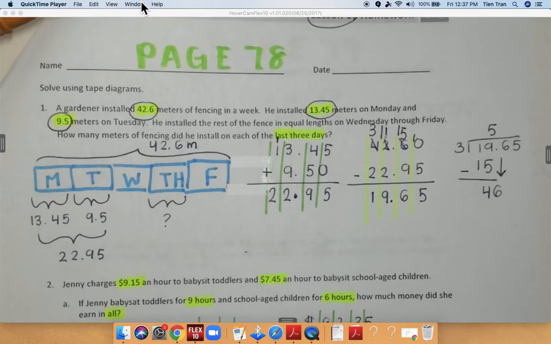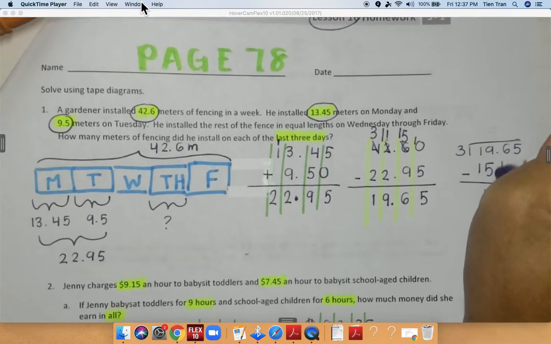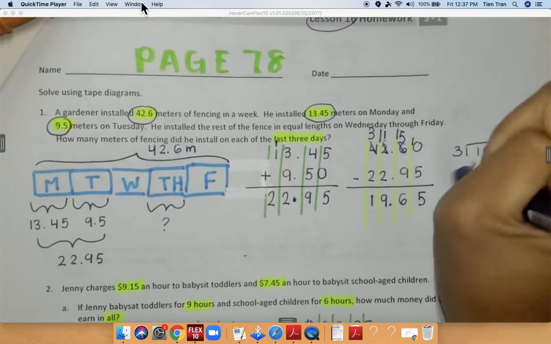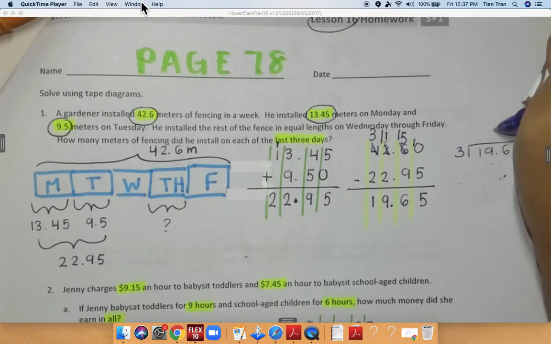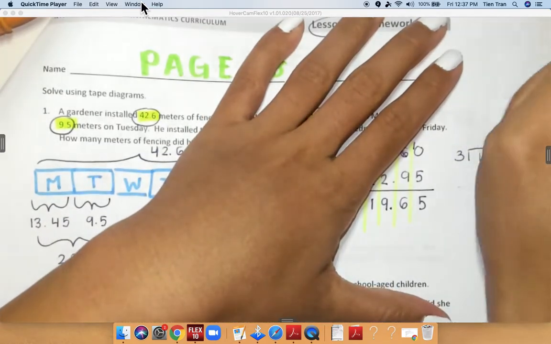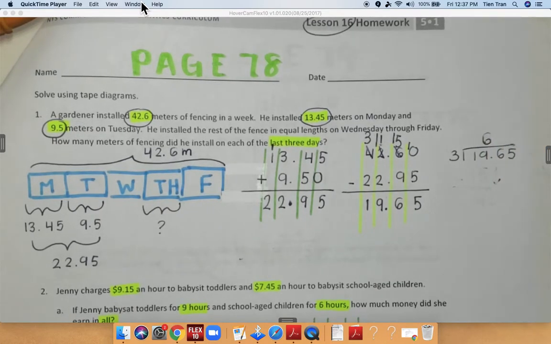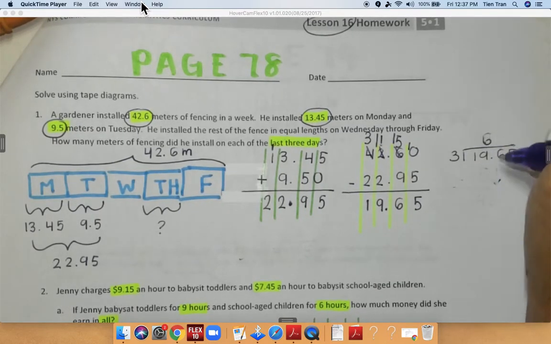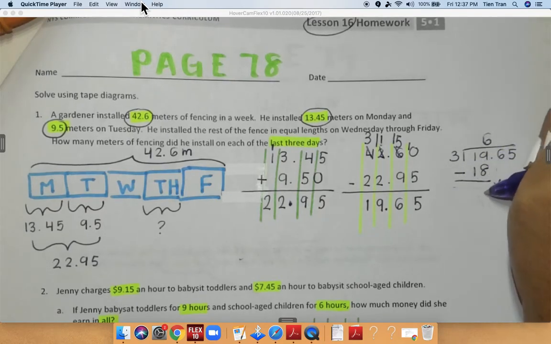19.65. Oh, I just realized something. I did this one wrong. I'm going to do that again. 3 can actually go into 19 6 times. I almost made a mistake, but that's okay. I fixed it before. I totally forgot about it. So 3 times 6 is equal to 18. Subtract. 19 minus 18 is 1.